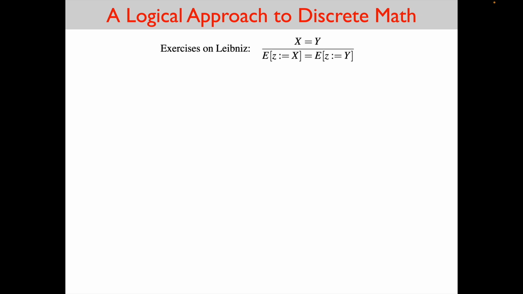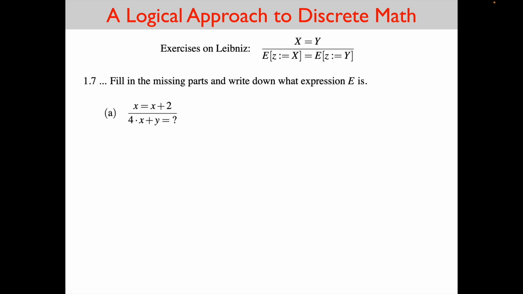So let's begin with some exercises that are from the textbook and that are assigned in this course, exercises on using Leibniz. So the form of Leibniz is the hypothesis, which is assumed to be true in all states, is x equals y above the horizontal line, and then the conclusion below the horizontal line is expression e with z replaced by x equals expression e with z replaced by y.